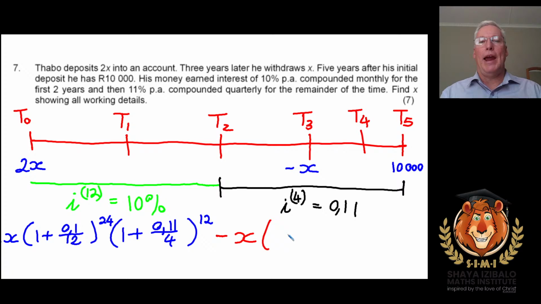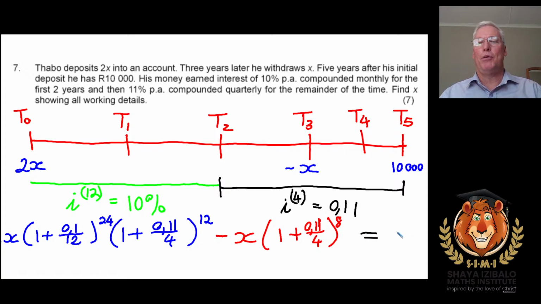And that only has 2 years of interest. In a sense, the lost opportunity of the withdrawal loses the interest as well, if you like. So what we've got is 1 plus 0,11 over 4, and this is now just for 2 years, 4 quarters a year, 8. Okay, now we know that all of that must come to 10,000.